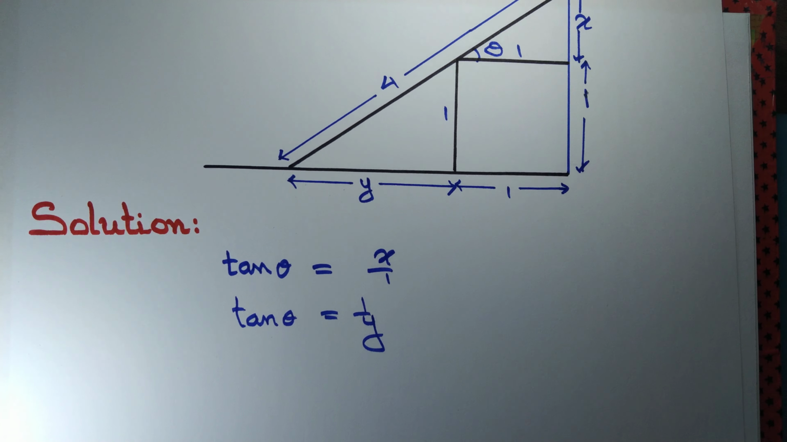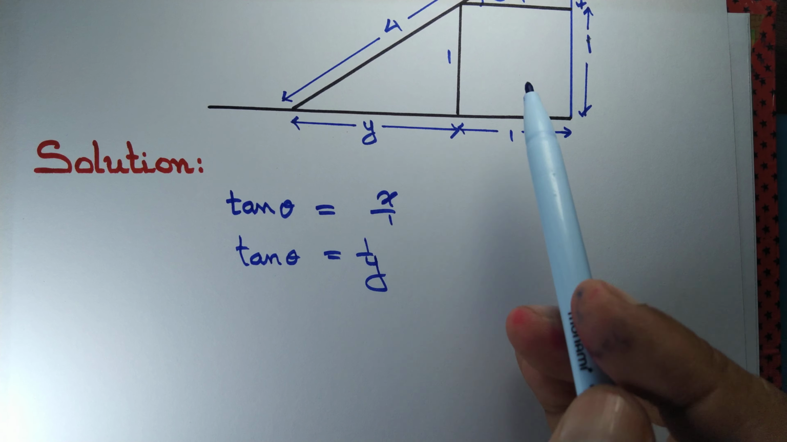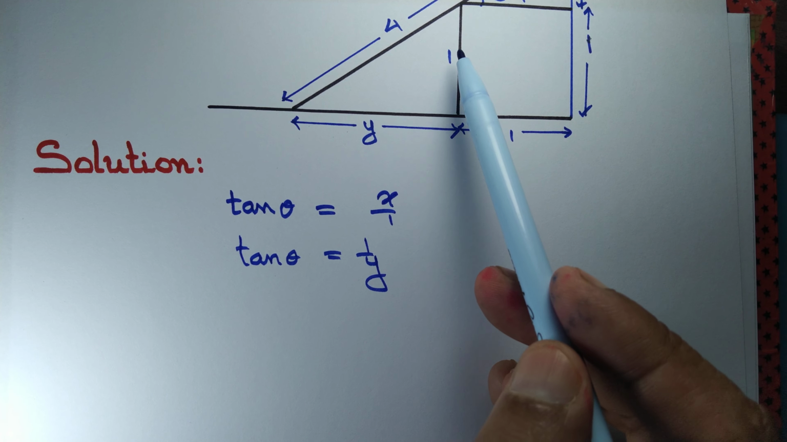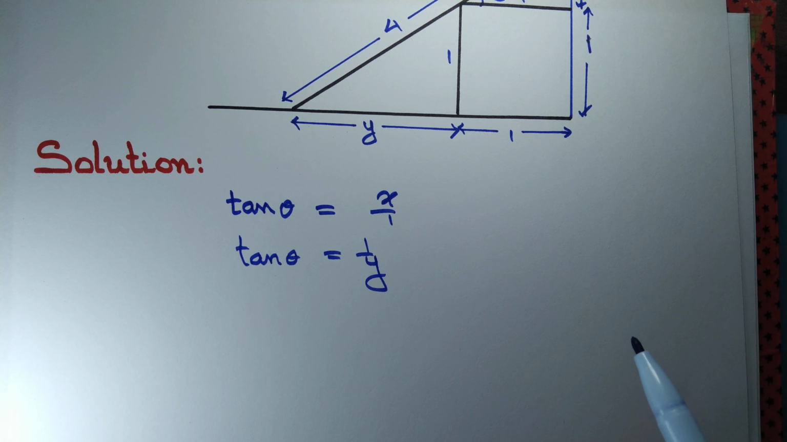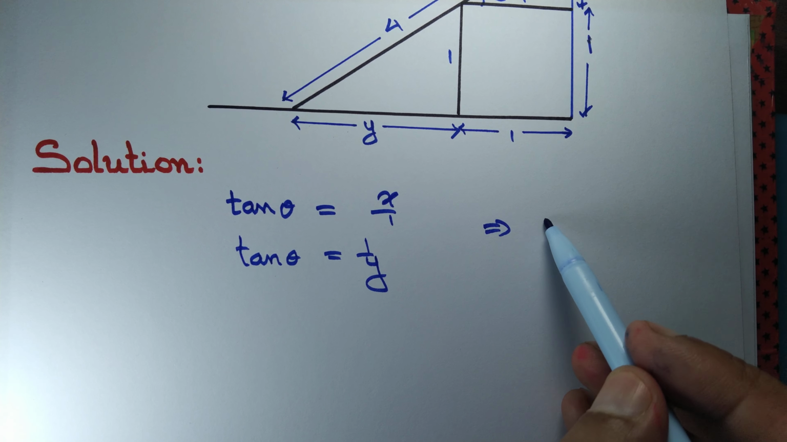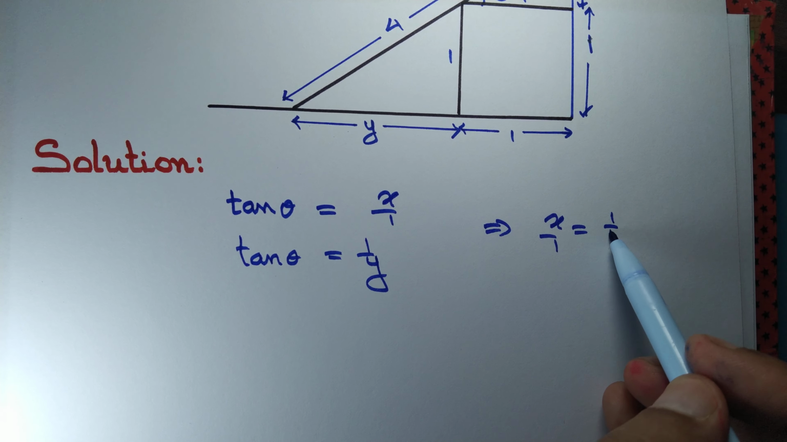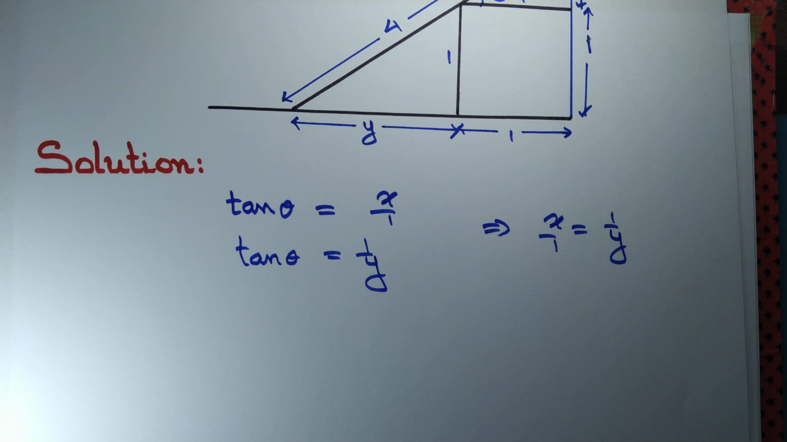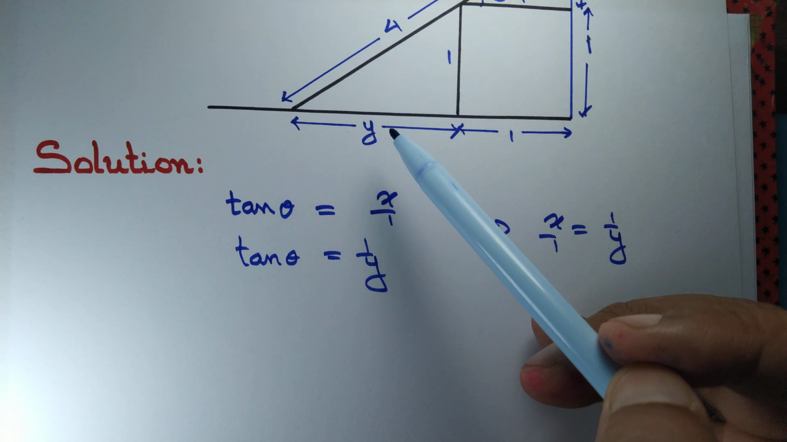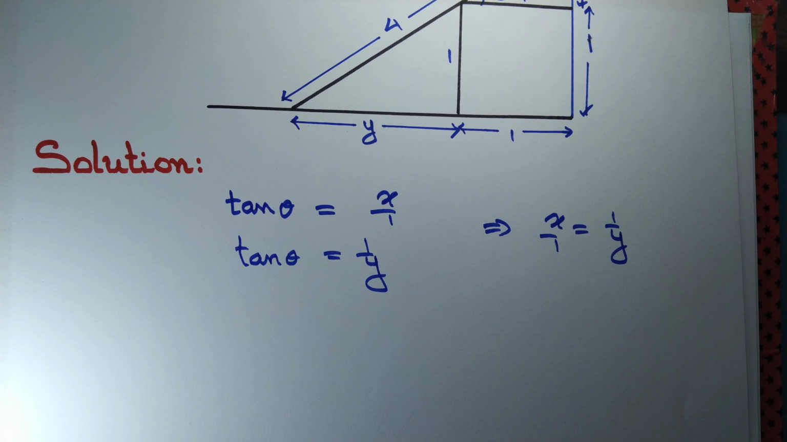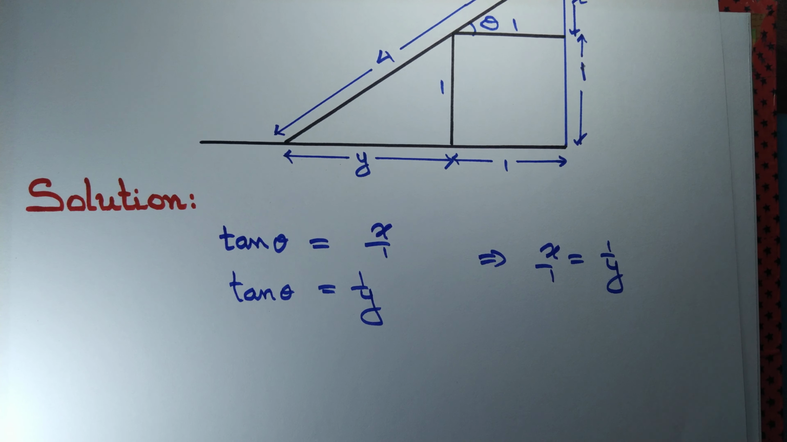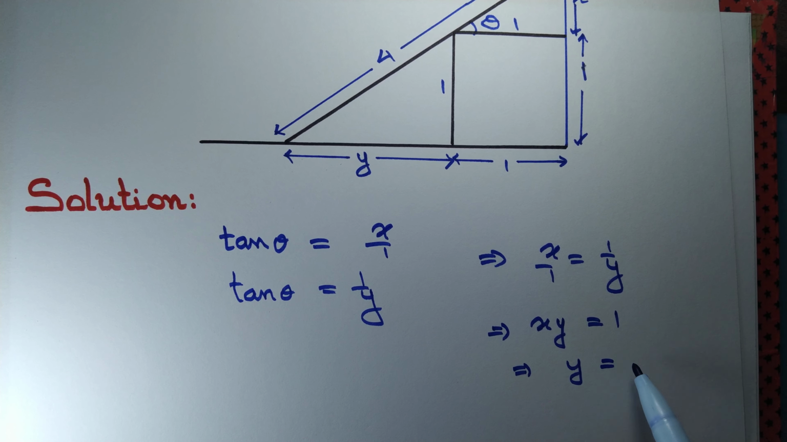So from the smaller triangle, tan theta equals x by 1, and from the bigger triangle, tan theta equals 1 by y. If we compare these two, we obtain x by 1 equals 1 by y. We could have used the property of similar triangles as well. These two triangles are similar and sides are proportional. So that gives us xy equals 1 or y equals 1 by x.